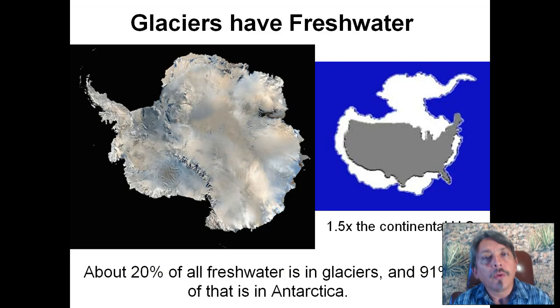So a lot of the world's fresh water is actually locked up in the form of glaciers at the poles, the Arctic and the Antarctic. At the left is the continent of Antarctica, and on the right its comparison with the 48 contiguous United States of America. It is 1.5 times the size of the contiguous United States. So about 20% of all fresh water is in glaciers, and 91% of that is in Antarctica.